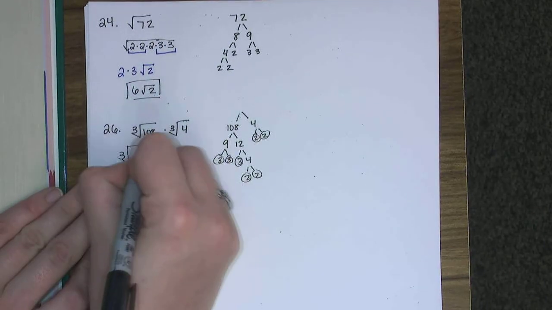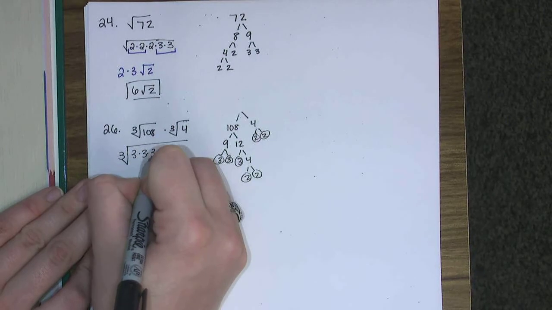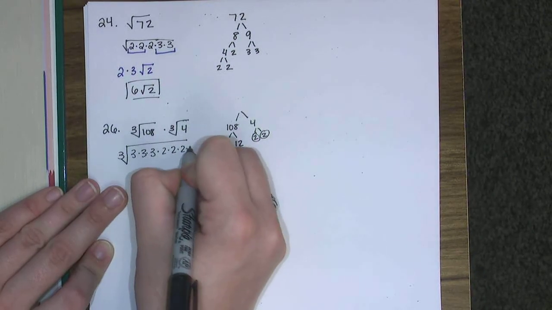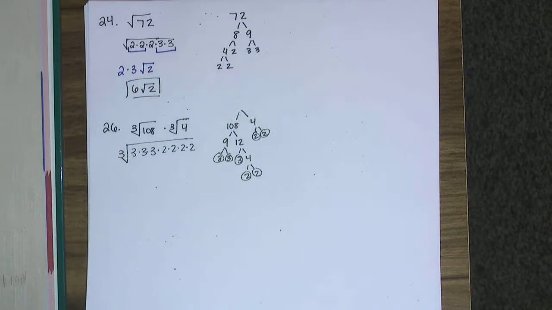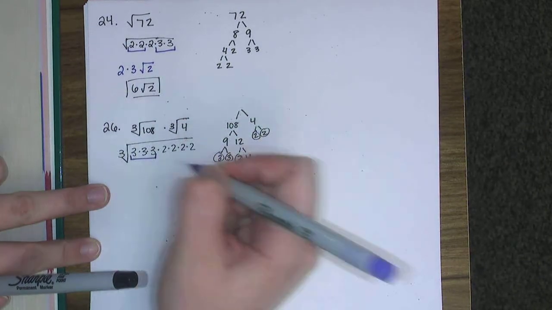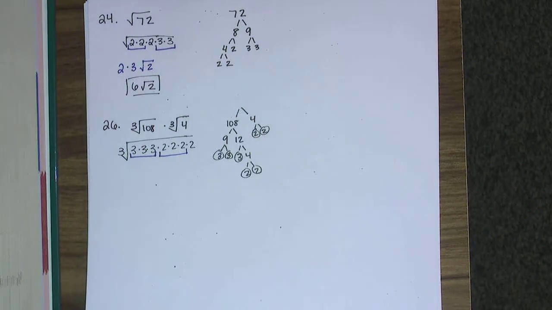And now I'm pulling things out in groups of 3. So I have a group of 3 3's, and I have a group of 3 2's, and I'm going to have a 2 left over. So the way I write that then is 3 times 2 times the cube root of 2, or 6 the cube root of 2.